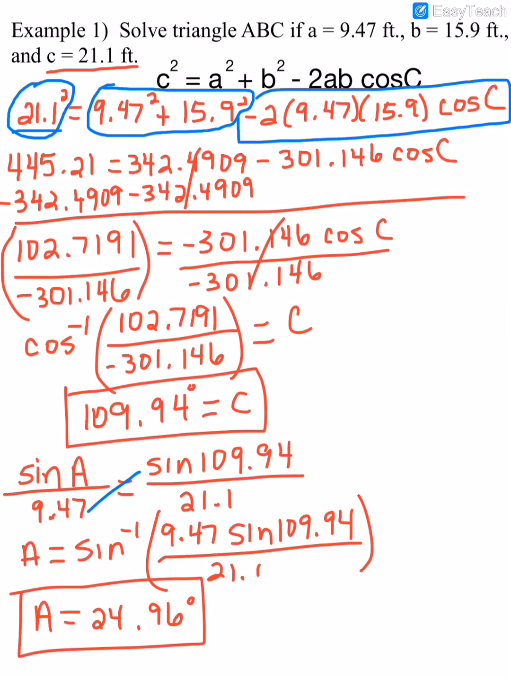Of course, I was given all three sides, so the only part missing to solve this triangle is angle B. And since we have two of the angles, we can find the third angle by subtracting from 180. So if I subtract angle C and angle A from 180 degrees, that leaves me with 45.10 degrees for angle B. And now we've solved this triangle.